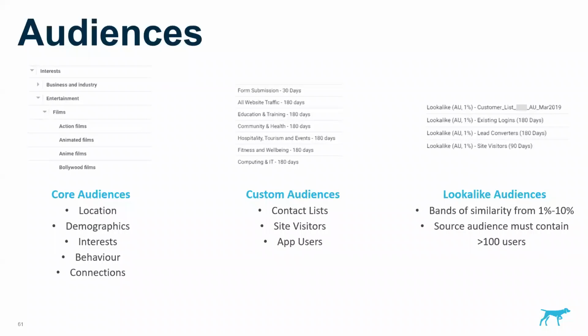In addition to that, we've got the custom audiences. So similar to Google, you can have your contact lists of phone numbers and emails. You can use site visitors or app visitors. The above example is from one of our clients where we've got this for people who submitted a form, so we can exclude them. All website traffic and people who visited specific pages over the past 180 days. So those are some examples of the custom audiences based on website usage.